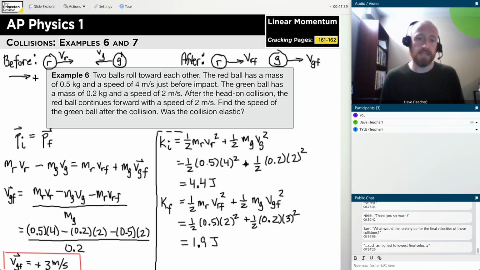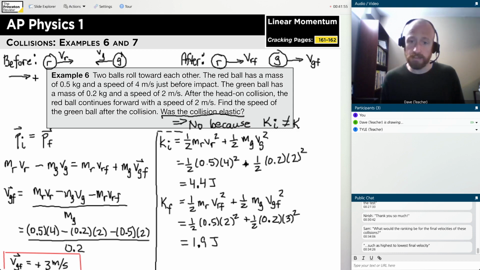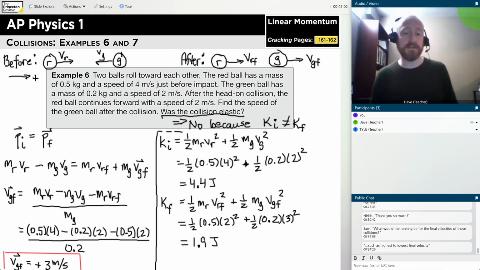So as an answer to the question, was the collision elastic? We would have to say no, because that initial kinetic energy does not match that final kinetic energy. So this was an example of an inelastic collision. It wasn't elastic because the kinetic energies didn't match, but it's also not perfectly inelastic because the masses do separate, right? This one goes off at 3 meters per second, while the red one only continues forward with 2 meters per second. So they are separate.